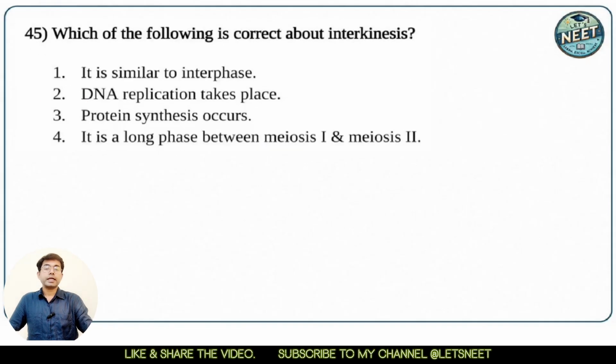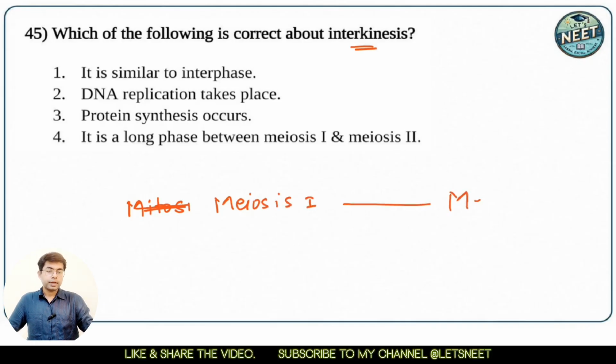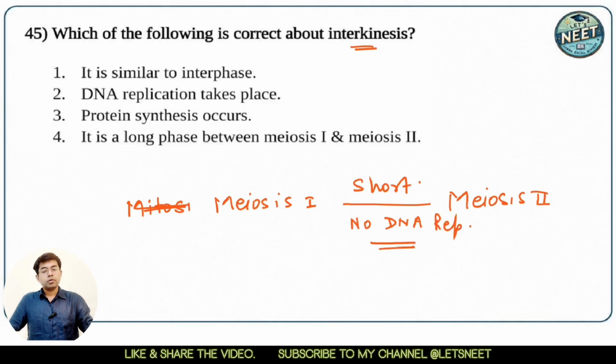Next one. Which of the following is correct about interkinesis? We know that interkinesis is the stage between meiosis 1 and meiosis 2. This phase is called interkinesis. Now, we know that this is a short phase, right? Here, no DNA replication happened. No DNA replication, right? And here, only some protein synthesis happened. So, on that basis, let's answer this.